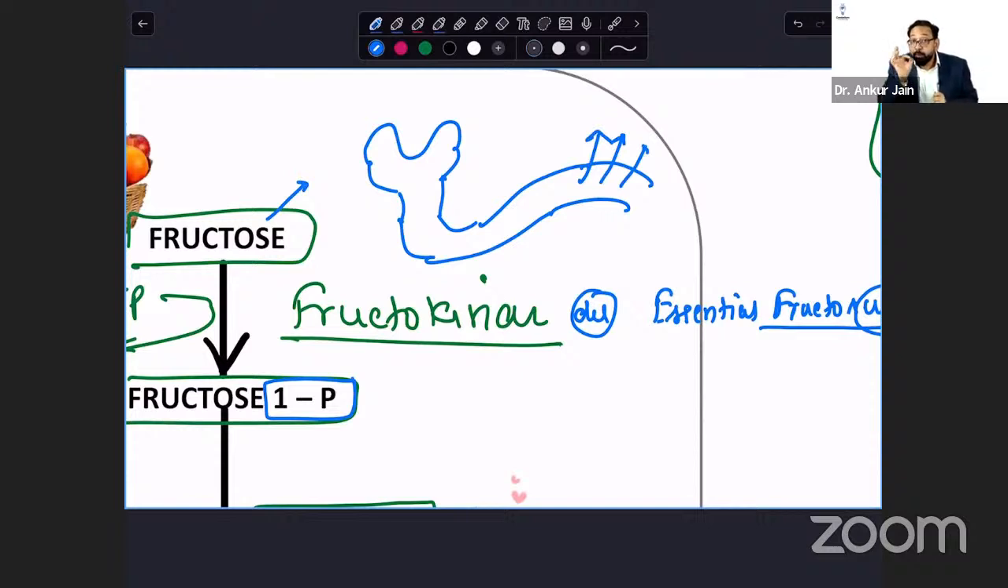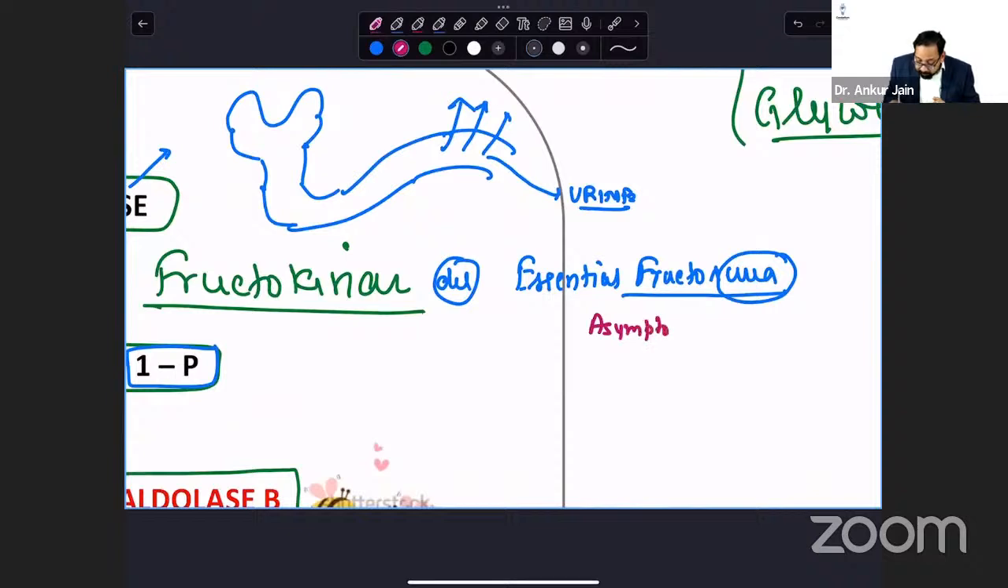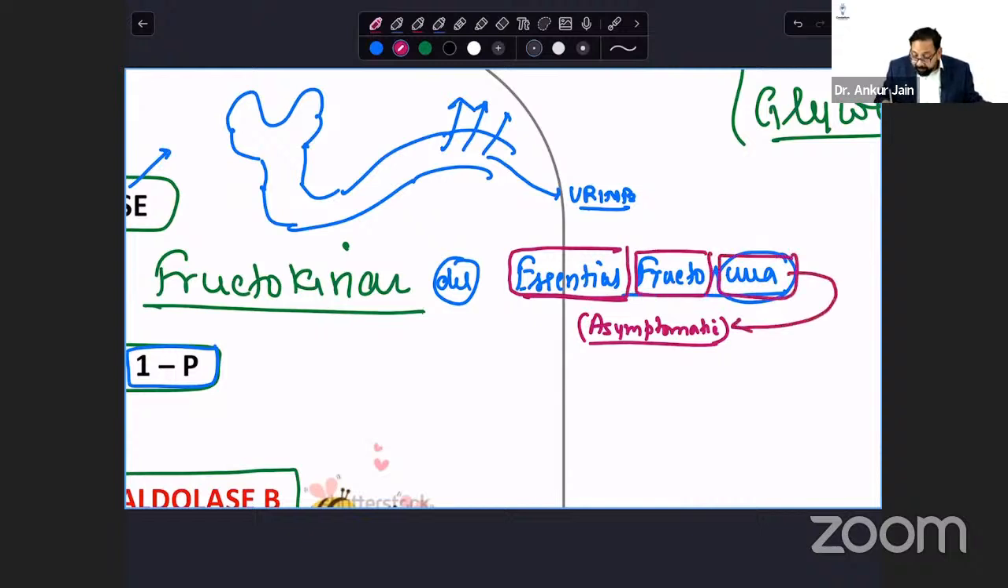I told you that the renal threshold of fructose is low. So this fructose will not be reabsorbed completely and most of the fructose will be excreted in urine. So in blood, fructose will not increase. When fructose does not increase in blood, it is not going to produce complications. Means these patients are asymptomatic. Now you can understand why it is called essential fructosuria.